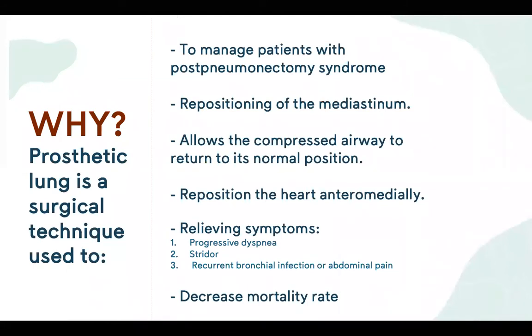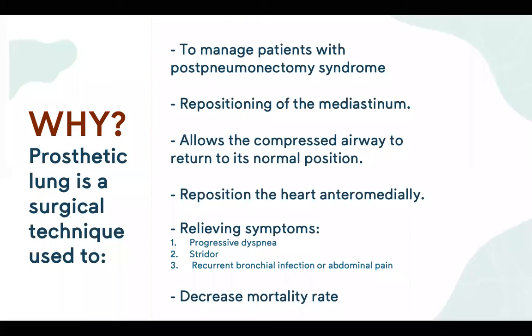Prosthetic lung is a surgical procedure that's used to manage patients with post-pneumonectomy syndrome, which I will explain later in the presentation. But the prosthetic lung has a major role of repositioning the mediastinum, allowing the compressed airway to return to its normal position, and repositioning the heart, relieving respiratory symptoms like progressive dyspnea, stridor, recurrent bronchial infection or abdominal pain, and decreasing the mortality rate, which are all complications of pneumonectomy.